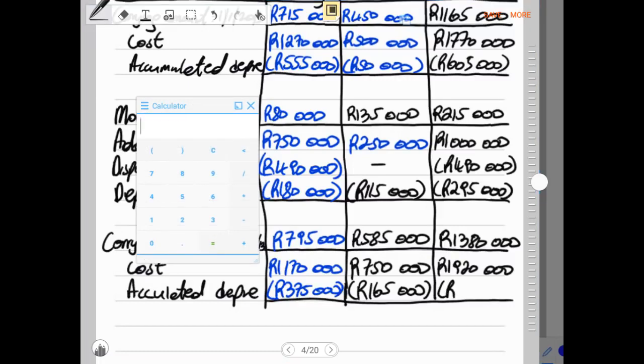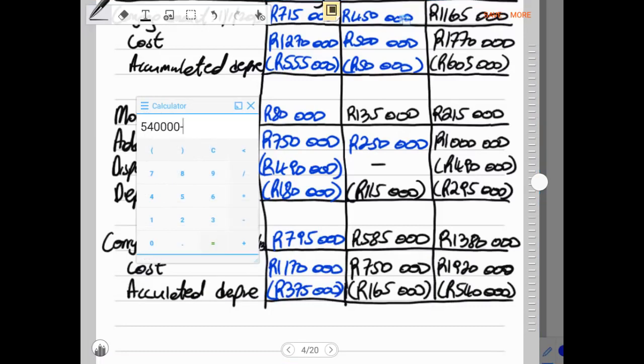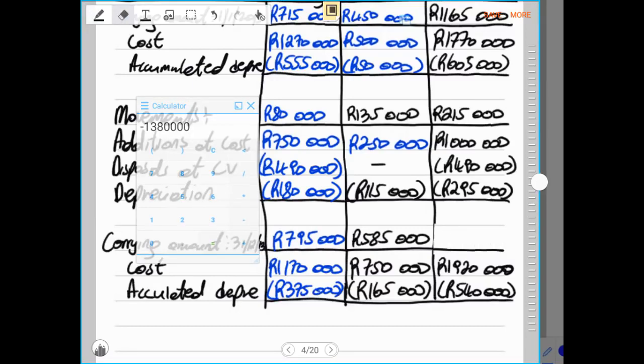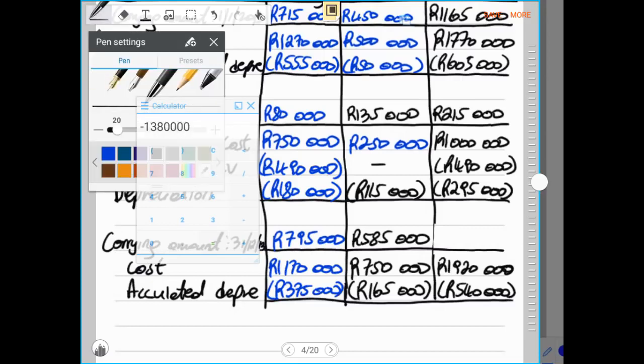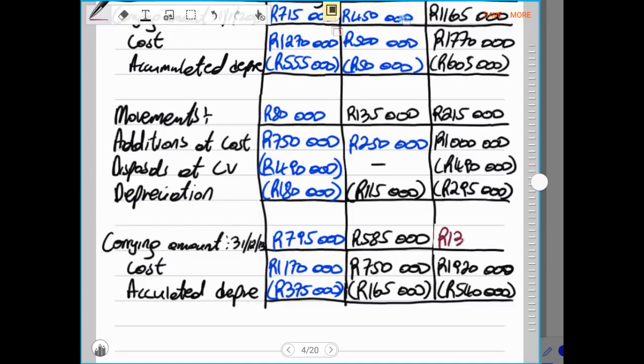Then the closing carrying amount is 375,000 plus 165,000 rands. That gives me 540,000 rands. So obviously when I say 1,920,000 minus 540,000, it should give me the same 1,380,000. I want to change the color for this because it's a very, very important figure to note. 1,380,000.